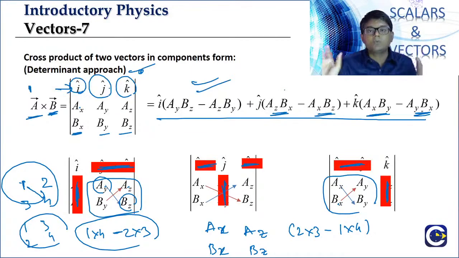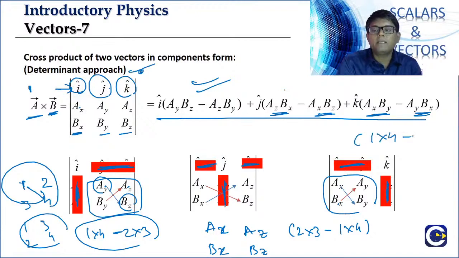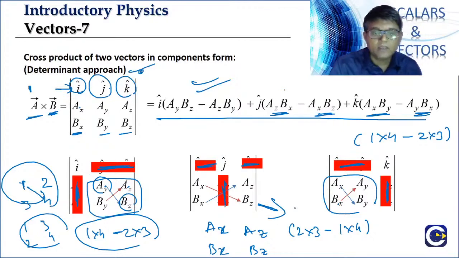So for I cap and K cap factors, it is 1 into 4 minus 2 into 3. For J cap only, it is 2 into 3 minus 1 into 4. I'll just write it here. K cap also will be 1 into 4 minus 2 into 3. Only J cap will be different. Okay, so this is how you can remember the value.